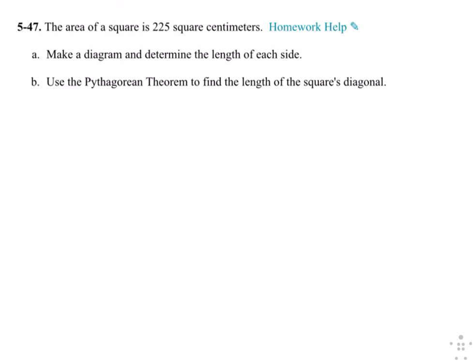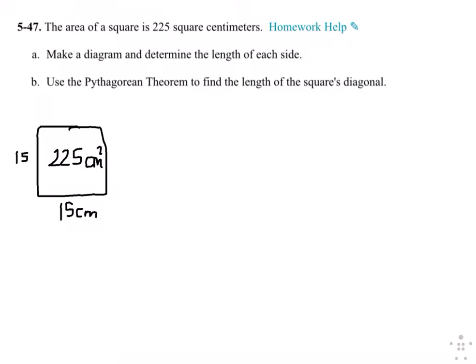Okay, for 47, they say an area of a square is 225. So basically they're saying here's a square, and the area is 225, right? Square centimeters, cm squared. So quickly we should realize that each side, since it's a square, is 15, right? The square root of 225 is 15. And we did that by taking the square root of 225.